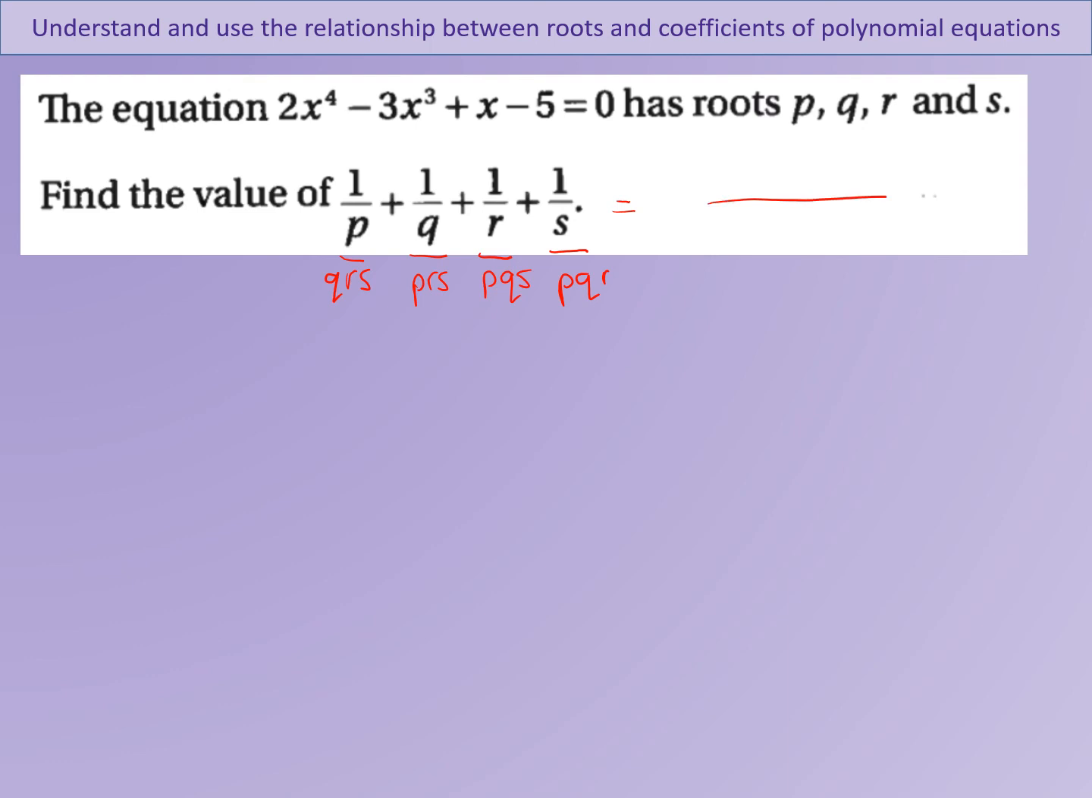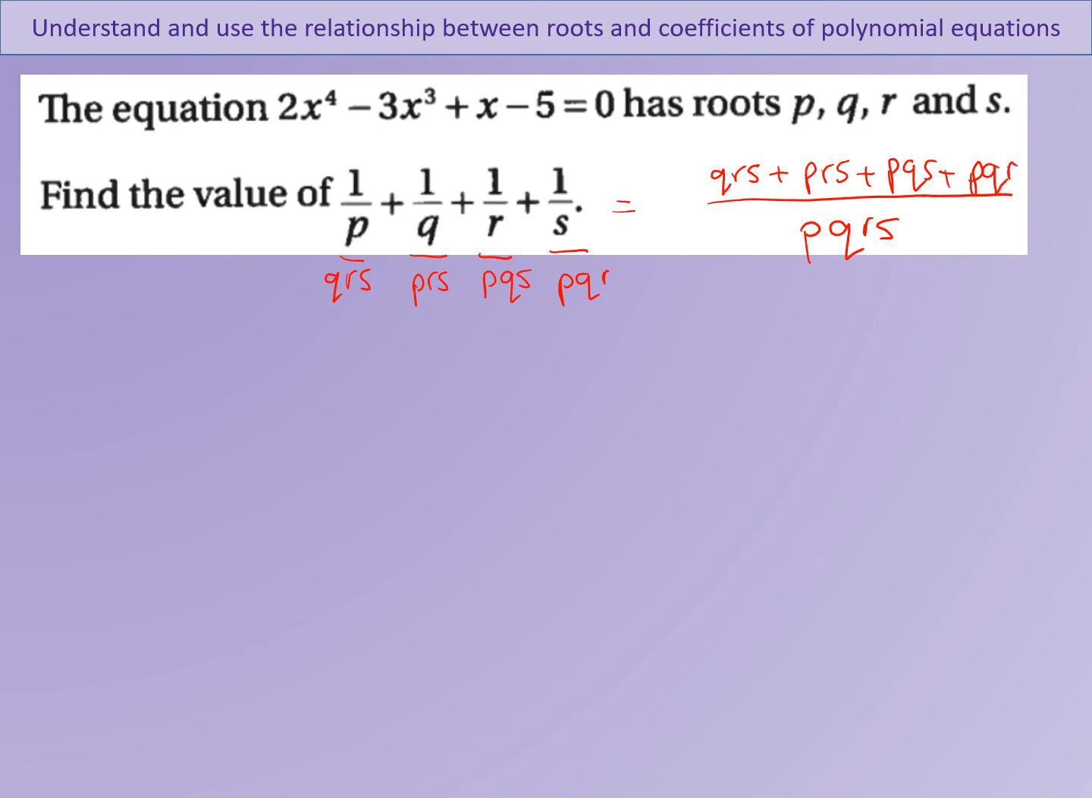And then this would lead us to a fraction where the denominator is P, Q, R and S, and the numerators, we could write it all as one single fraction here, so the numerator would be QRS plus PRS, PQS and PQR.